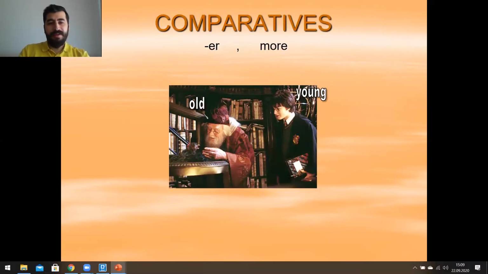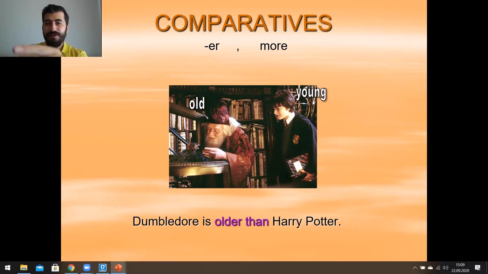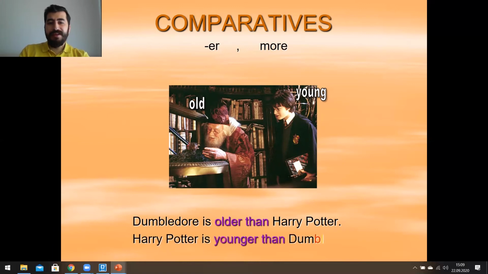Let's see an example. Dumbledore is older than Harry Potter. What about Harry Potter? Think about it. Let's use young now. Harry Potter is younger than Dumbledore. It's okay.